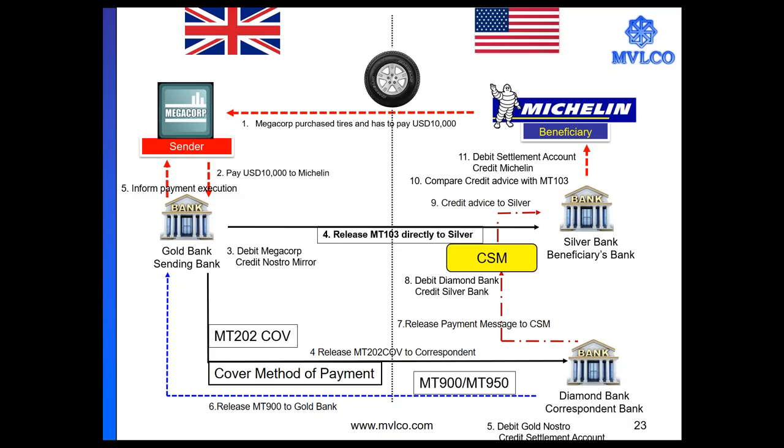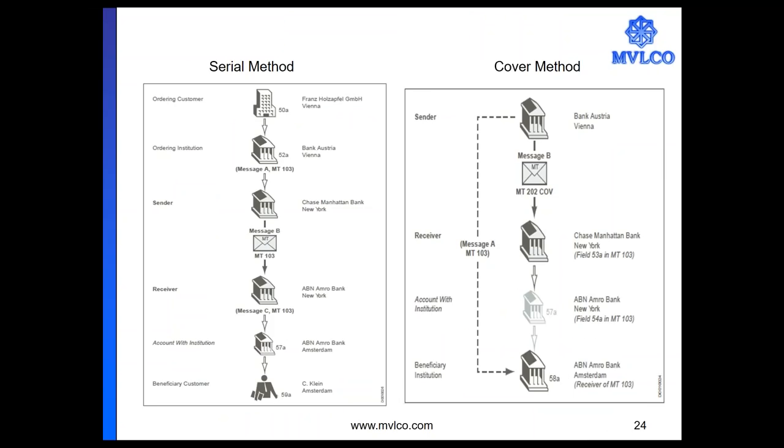So we have seen two mechanisms, a serial method and a cover method. If you look at the SWIFT chart, this is how the serial and the cover method would look like. In the serial method, the message 103 flows in sequence. So you can see three MT103s under the serial method. Bank Austria sends message A, MT103, to Chase. Chase creates another message, message B, and it is sent from Chase to ABN. ABN again creates the third message, message C. It goes from ABN AMRO, New York, to ABN AMRO, Amsterdam. This is how the serial method would work.